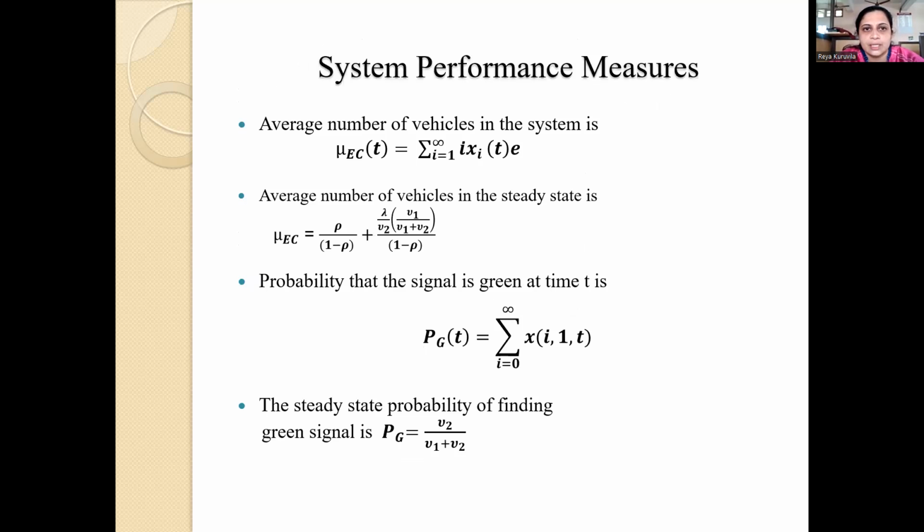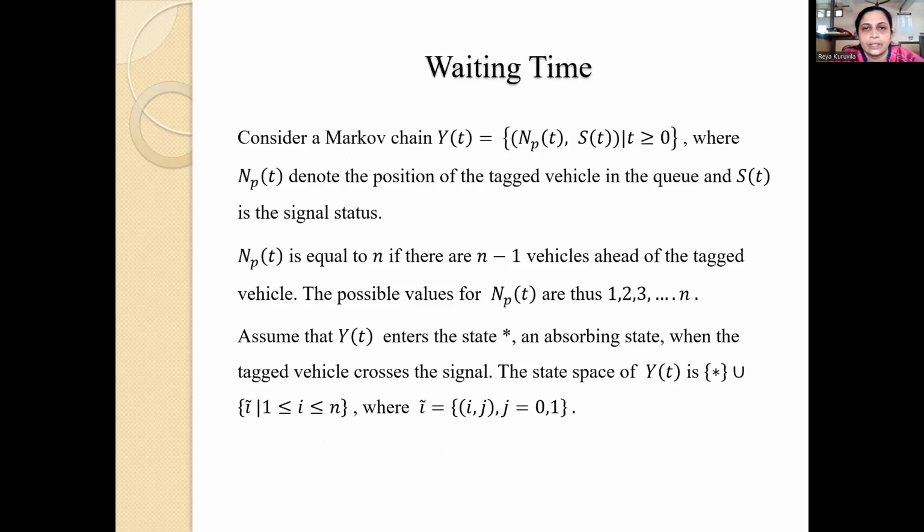System performance measures. The average number of vehicles in the system is mu EC of t equal to the sum from i equal to 1 to infinity of i times xi of t e. The average number of vehicles in the steady state is mu EC equal to rho by 1 minus rho plus lambda nu1 by nu2 into nu1 plus nu2 by 1 minus rho. The probability that the signal is green at time t is Pg of t, which is given as a sigma expression. The steady state probability of finding a green signal is Pg equal to nu2 by nu1 plus nu2.